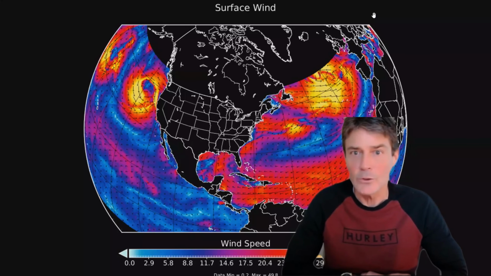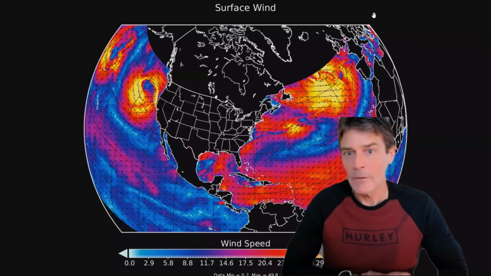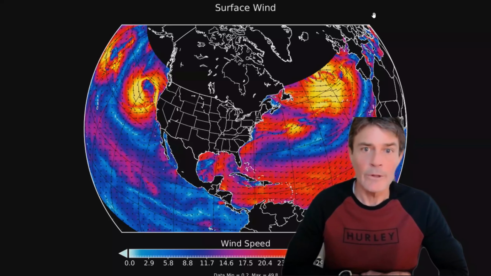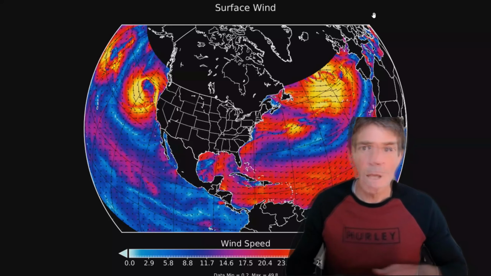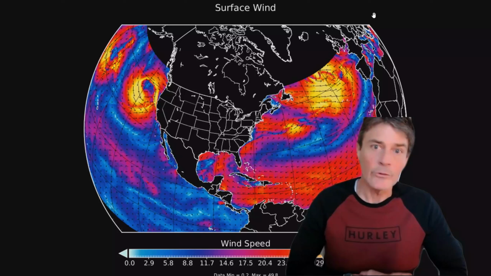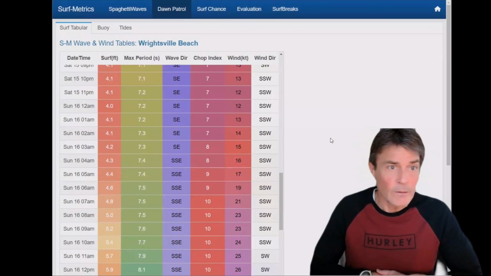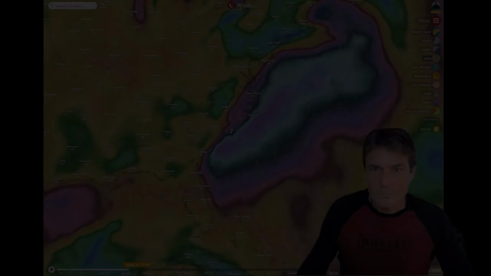Forecast TV on YouTube, and the topic today is going to be the surf metrics wave and wind tables, tabular data that I have that's simple but very effective at looking at the forecast over the next 16 days. And what I plan to do is actively use these tables in a forecast situation to demonstrate some of the information that we can pick out of the tables in the local time wherever you're at, wherever the beach is at.